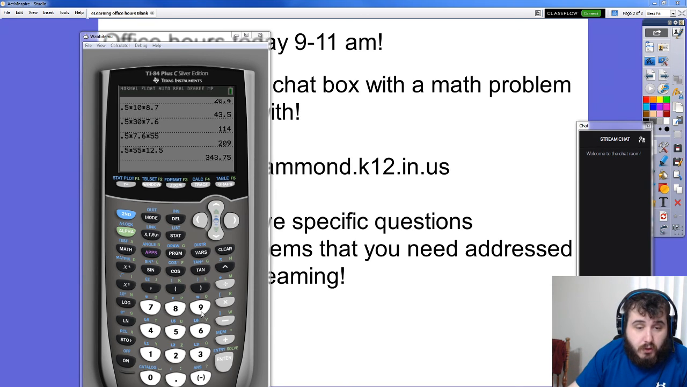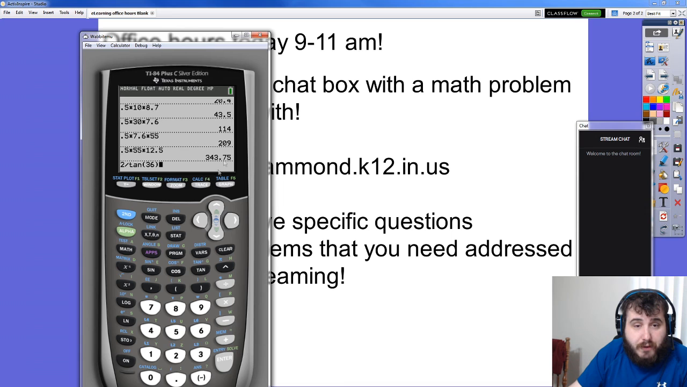The wonderful thing about a graphing calculator, in this mode anyway, there's a lot of things to talk about with the actual graphing capabilities, but the wonderful thing about this is you can type everything in exactly right, just as you see it here, as it's written, 2 divided by tangent of 36, and you get an answer. This is the answer. This is 2 divided by tangent of 36.